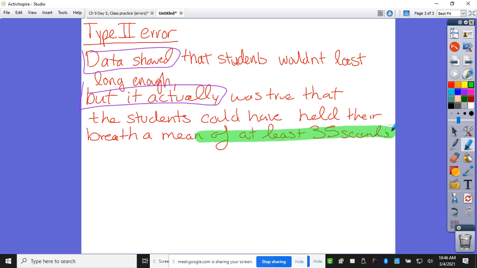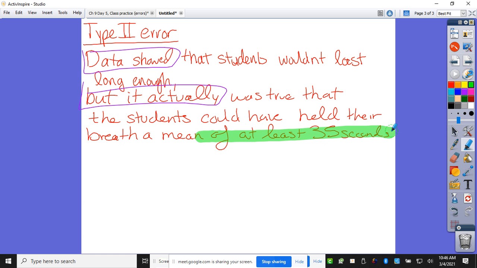And I've tried these a whole bunch of different ways. So if you're writing this and you start with, it actually was true that the students could have held their breath a mean of at least 35 seconds, and then we could say, but the data showed. So it doesn't have to be in this order. I've just learned over time that it's easier to stay consistent.